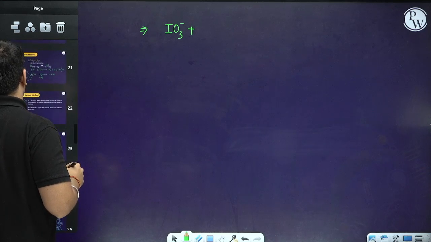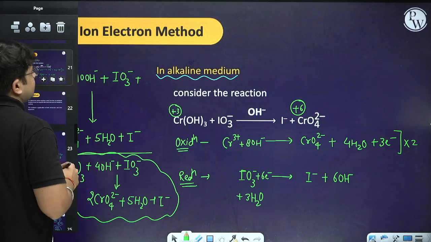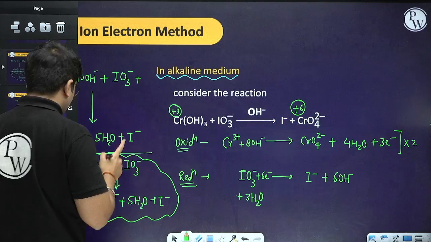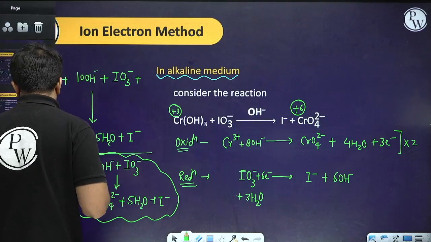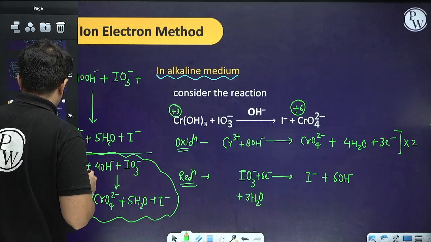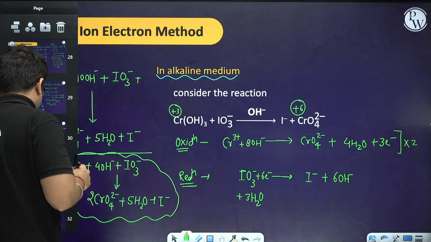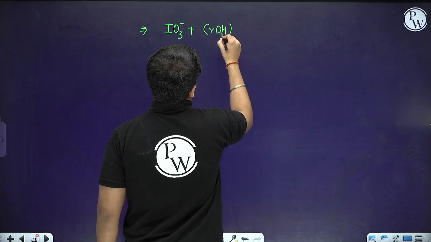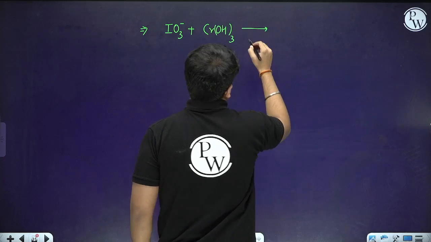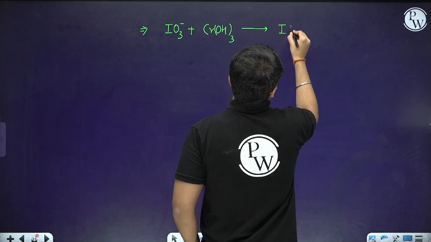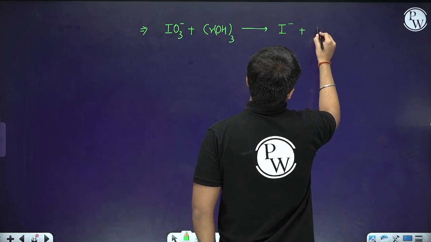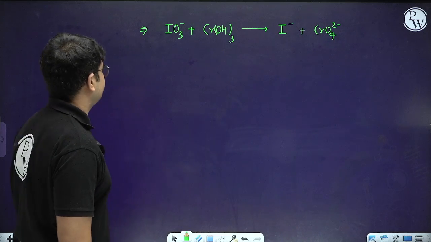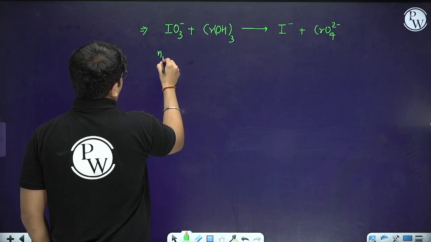Because okay, so that was Cr(OH)3 plus IO3 negative gives us I negative plus CrO4 2 negative. So that is IO3 negative plus Cr(OH)3 gives us I negative plus CrO4 2 negative. That was the reaction. Can we calculate the n1 here?